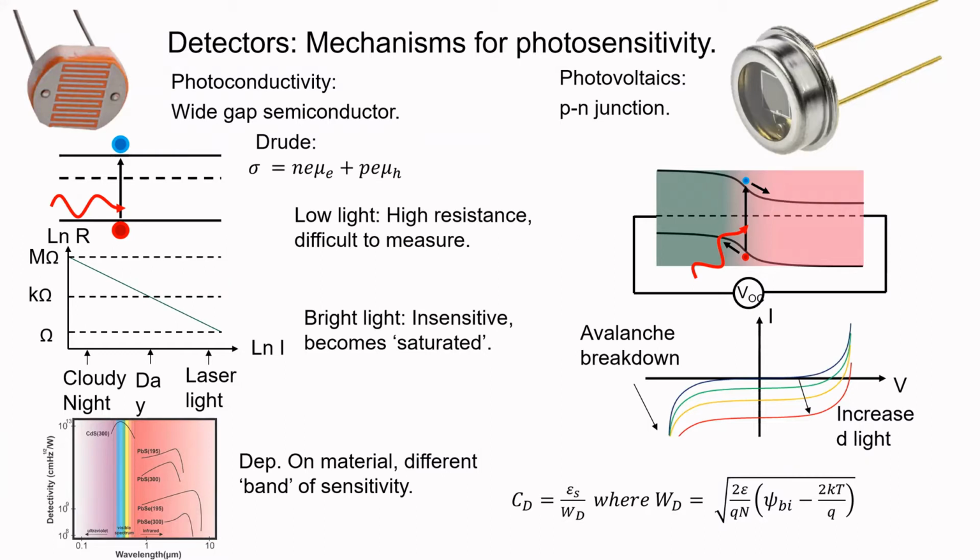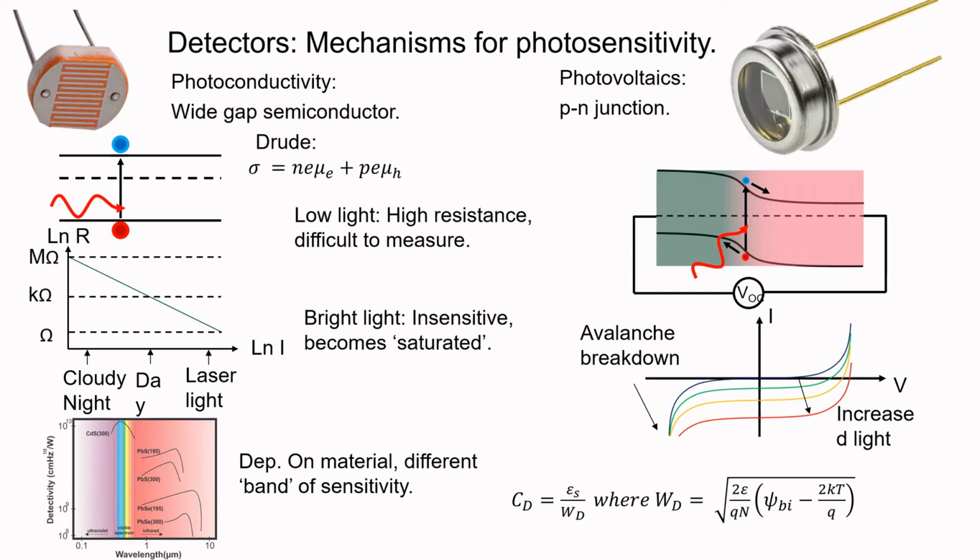So what we see is that in a low light level, this device can have a very high resistance, which unfortunately is then quite difficult to measure. In the bright light, the device also becomes insensitive because you end up creating so many charge carriers that you can't really create any more, and so you don't notice any more intensity in the light. But there's this mid-range where you get a nice logarithmic dependence on the number of charge carriers you created, and therefore on the resistance.